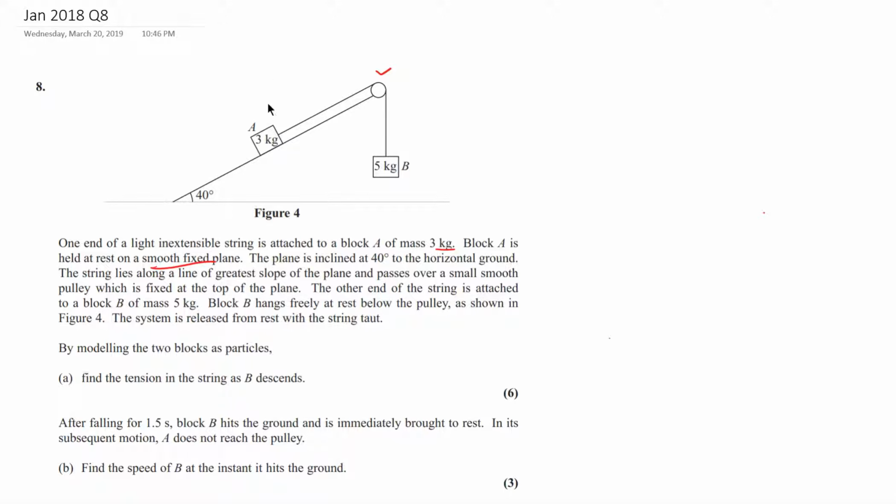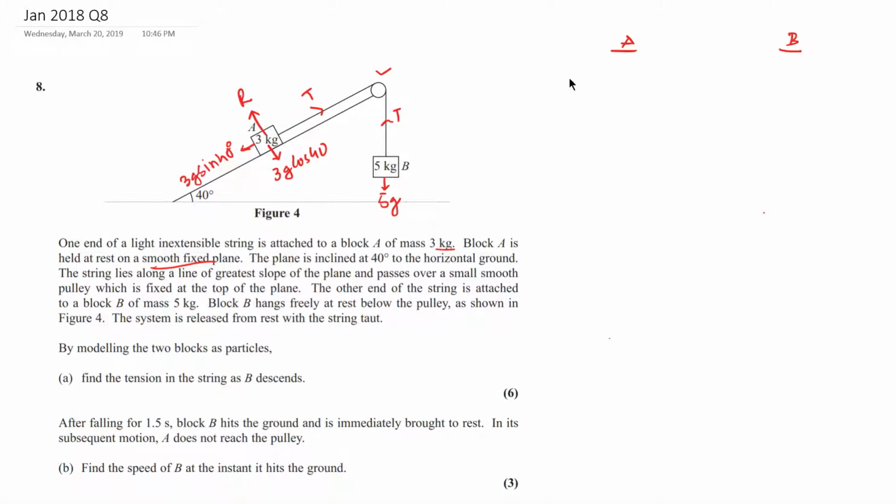Okay, as there are two particles, we need to gather the information separately, one for A and another for B. Before that, we need to resolve the forces. This one will be 3g cos 40. The downward component will be 3g sin 40, and there will be an upward force which is the reaction, and up the plane there will be a tension. That's for A. And for B, there will be a tension in the upward direction and its weight will act downward as 5g. Now let's gather the information.